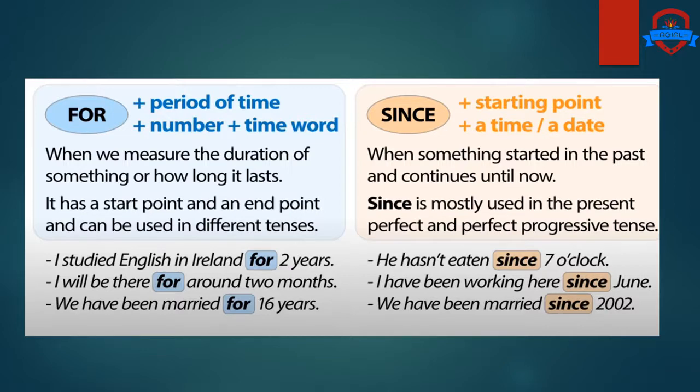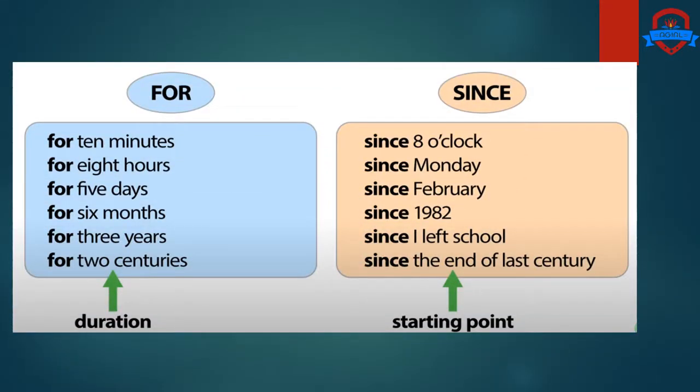But for since, it's followed by a starting point, maybe a time or a date. When something started in the past and continues until now, since is mostly used in the present perfect and perfect progressive tense. For example, he hasn't eaten since 7 o'clock. Or, I have been working here since June. Or, we have been married since 2002. And here are some examples. You can read it and you can make your own sentences using for or since.